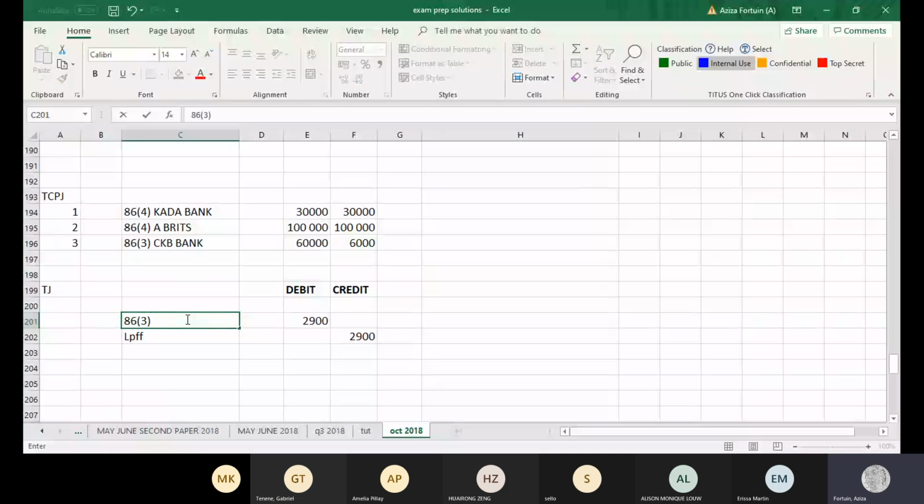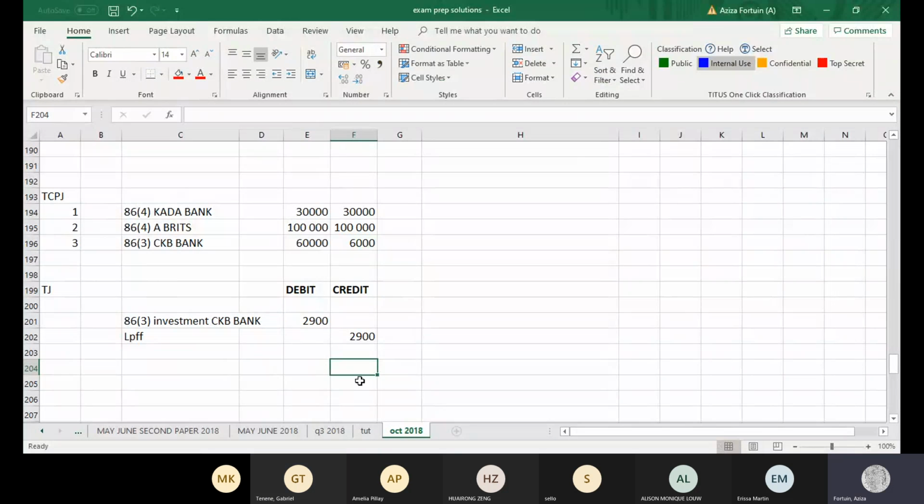86.3, yes. Investment account at CKB Bank. Okay, what else are we going to do? We're going to credit 3,800 to George.